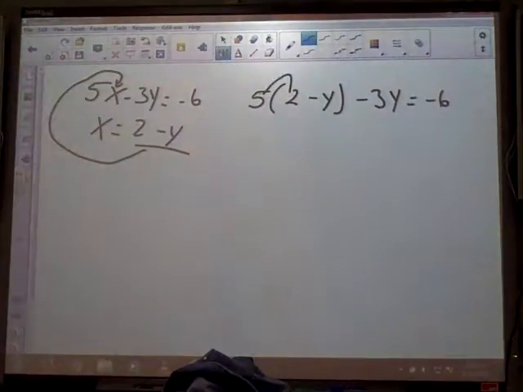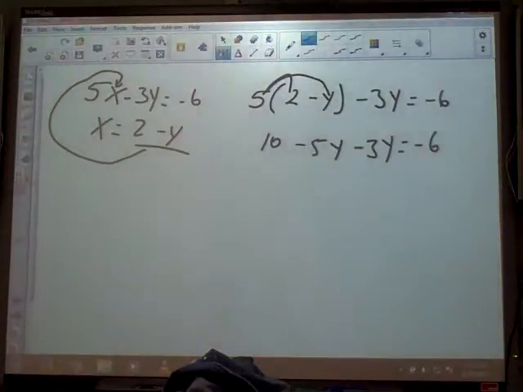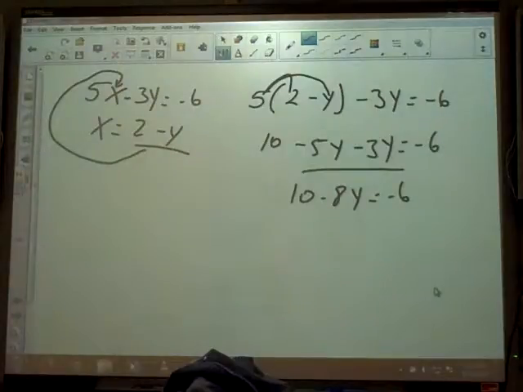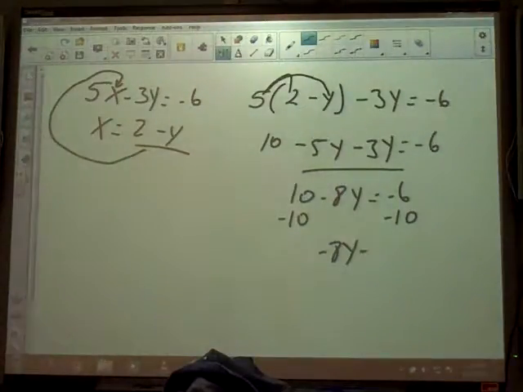Distribute. Good job. So it gets me 10 minus 5y minus 3y equals -6. Now what? Good job. So I've got 10 minus 8y equals -6. Now we've got a two-step middle school equation. What do you think? Not going to add it, that'd make it a 20. Subtract it. Good. I know that's what you meant there. So it gets me -8y equals -16. Attaboy, Mr. Hayden. So our y is 2.